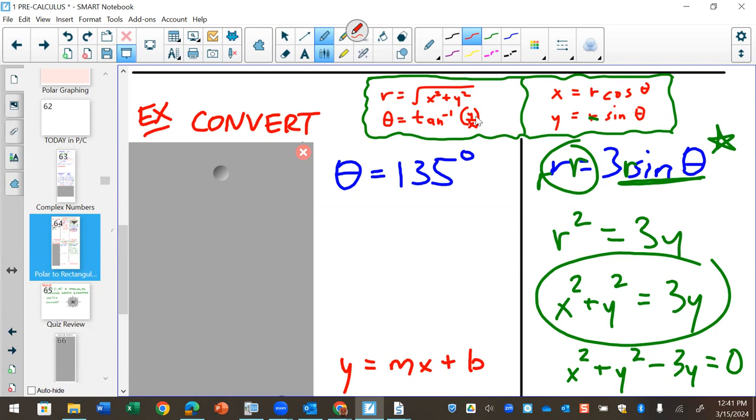Okay, star this one too. This is your other trick today. What's the only formula we got with that one? Tan inverse y over x. But here's another way to write it. Instead of tan inverse, write it that way. And now I think you'll like where we're headed with this. What's theta? 135.